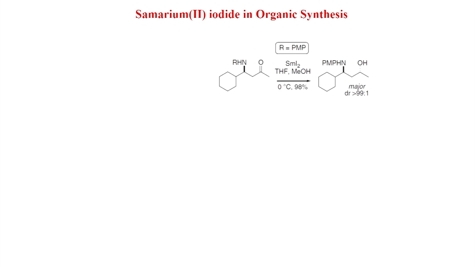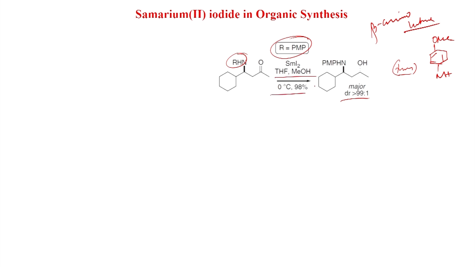Now, if you have an amine, so this is a beta aminoketone, and if it is a PMP group, PMP is paramethoxyphenyl, so this is the PMP. So, NH-PMP, that means here NH is there. Then, similar to the hydroxyketone, you get the trans, and the major diastereomer ratio is higher than 99:1. So, under similar conditions, samarium iodide, THF, methanol, 0 degrees centigrade, you get 98% yield of this product.